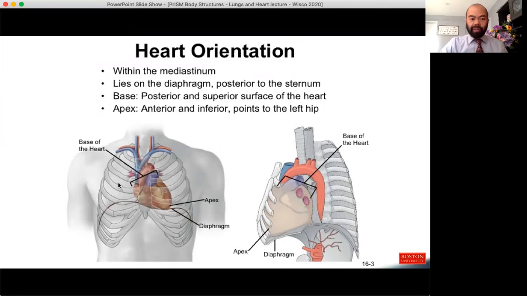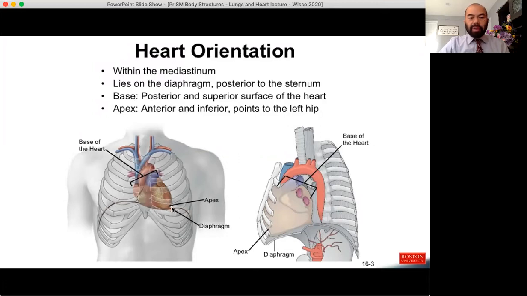The pleural cavities would be on either side. So the right lung would be located here, and the left lung would be located here. Notice that all three structures, the right lung, the left lung, and the heart, all sit on the diaphragm. So when the diaphragm moves up and down, the lungs move up and down, but so does the heart. The difference, of course, is that the heart does not have alveoli. So the location of the heart is important.